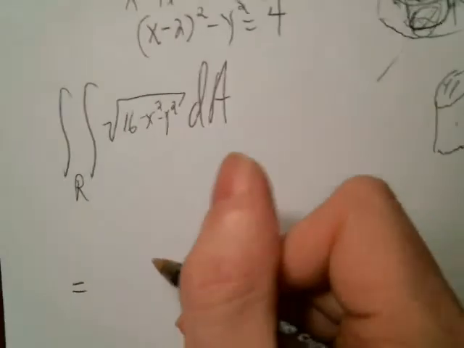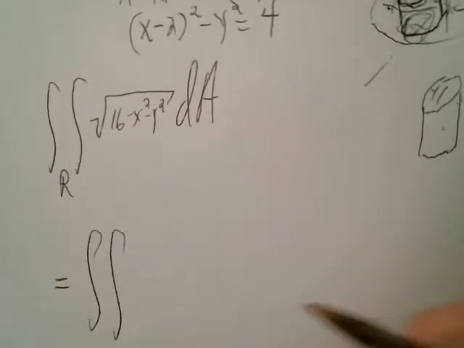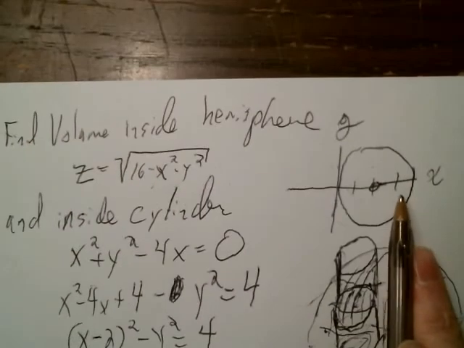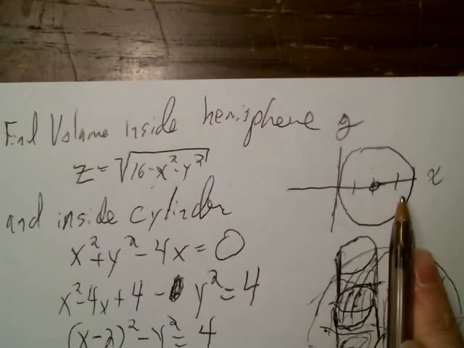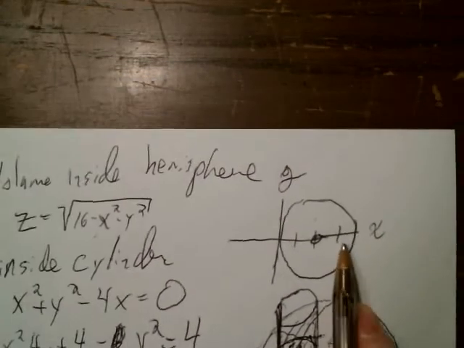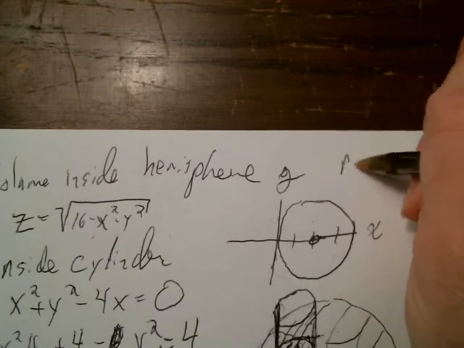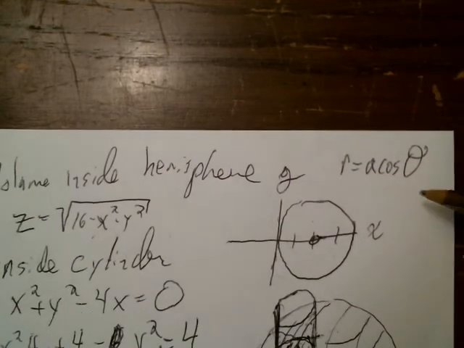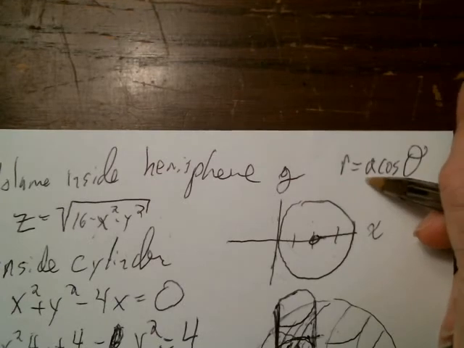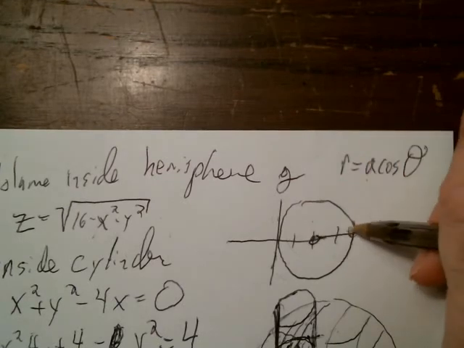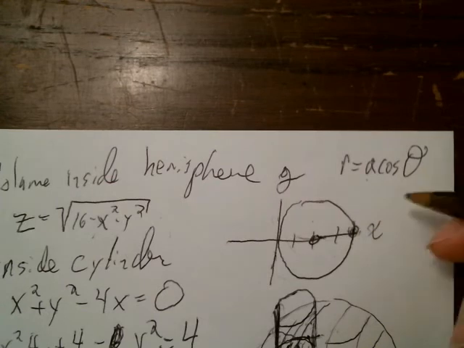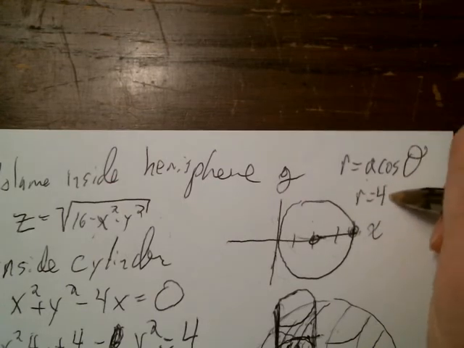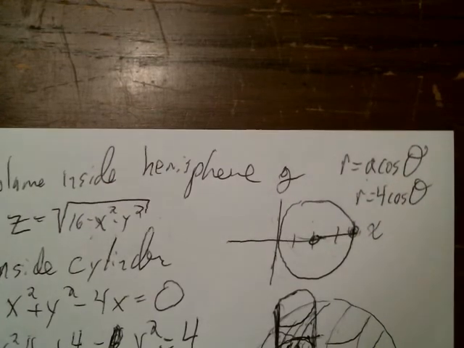So I'll have the double integral. And if you remember, this is the second class of polar curves that are very important to us. In particular, this would be the r equals a cosine theta class, and the a value in this case is going to be this point here at 4. So you get r equals 4 cosine theta in polar coordinates.